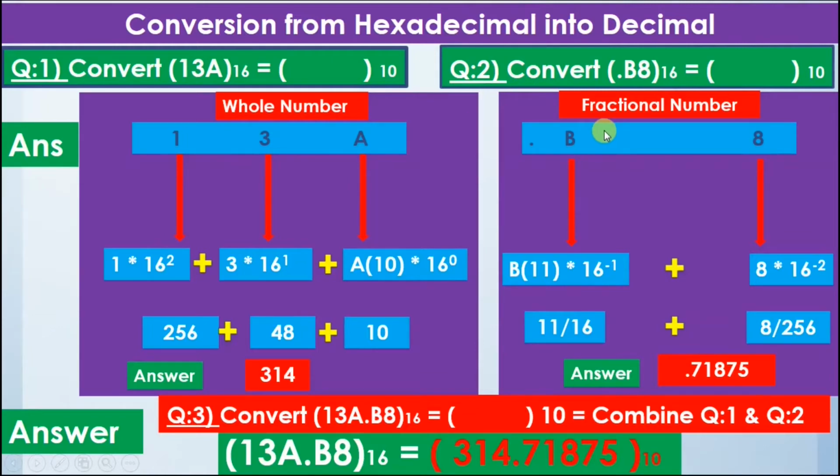So this is how we can convert hexadecimal into decimal using a whole number and a fractional number that does not have a whole part. And also we saw how to solve a number that has a whole part as well as a fractional part. And once again I repeat that we solved the whole part using this procedure and the fractional part using this procedure, and then we combine this answer and this answer to get the final answer.